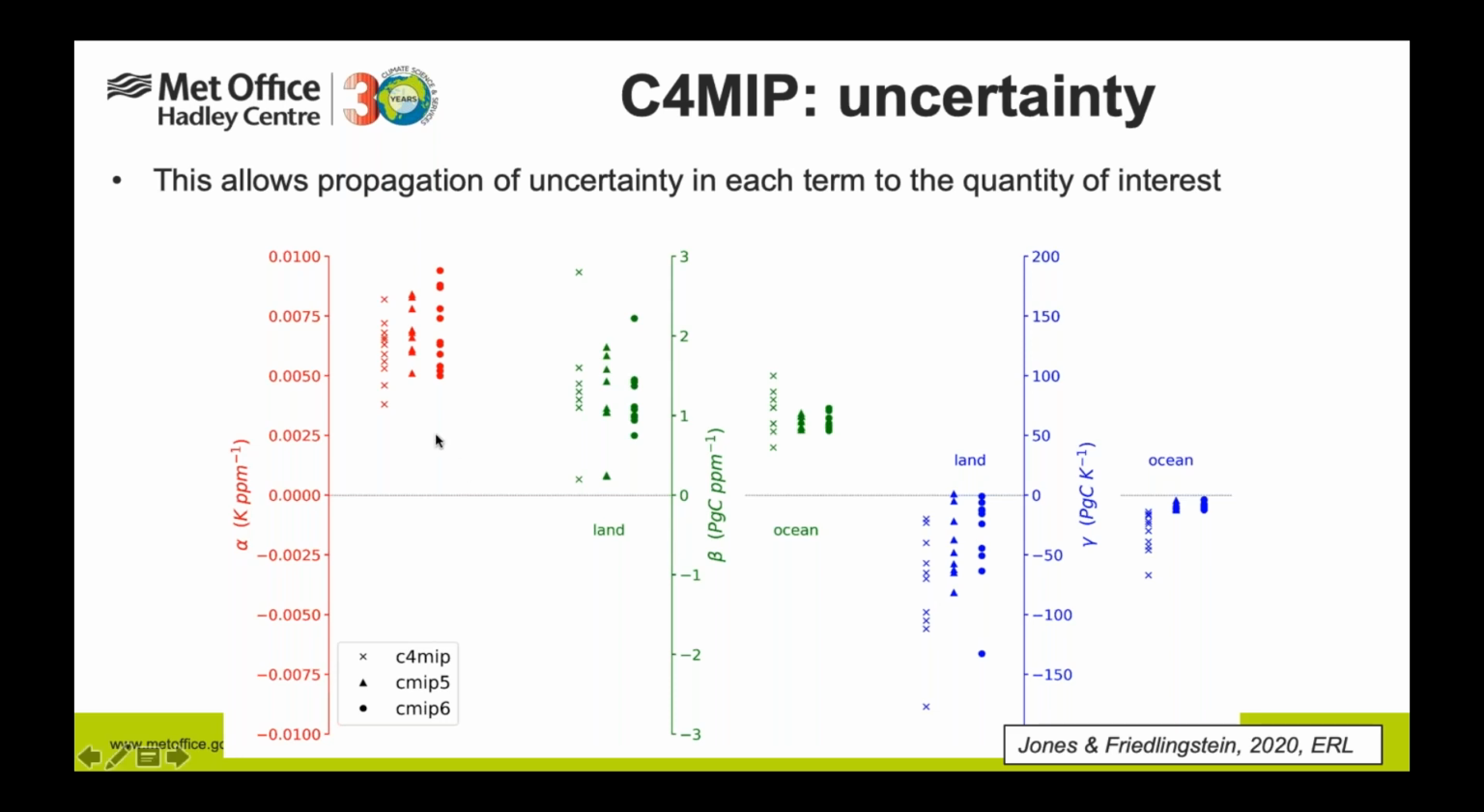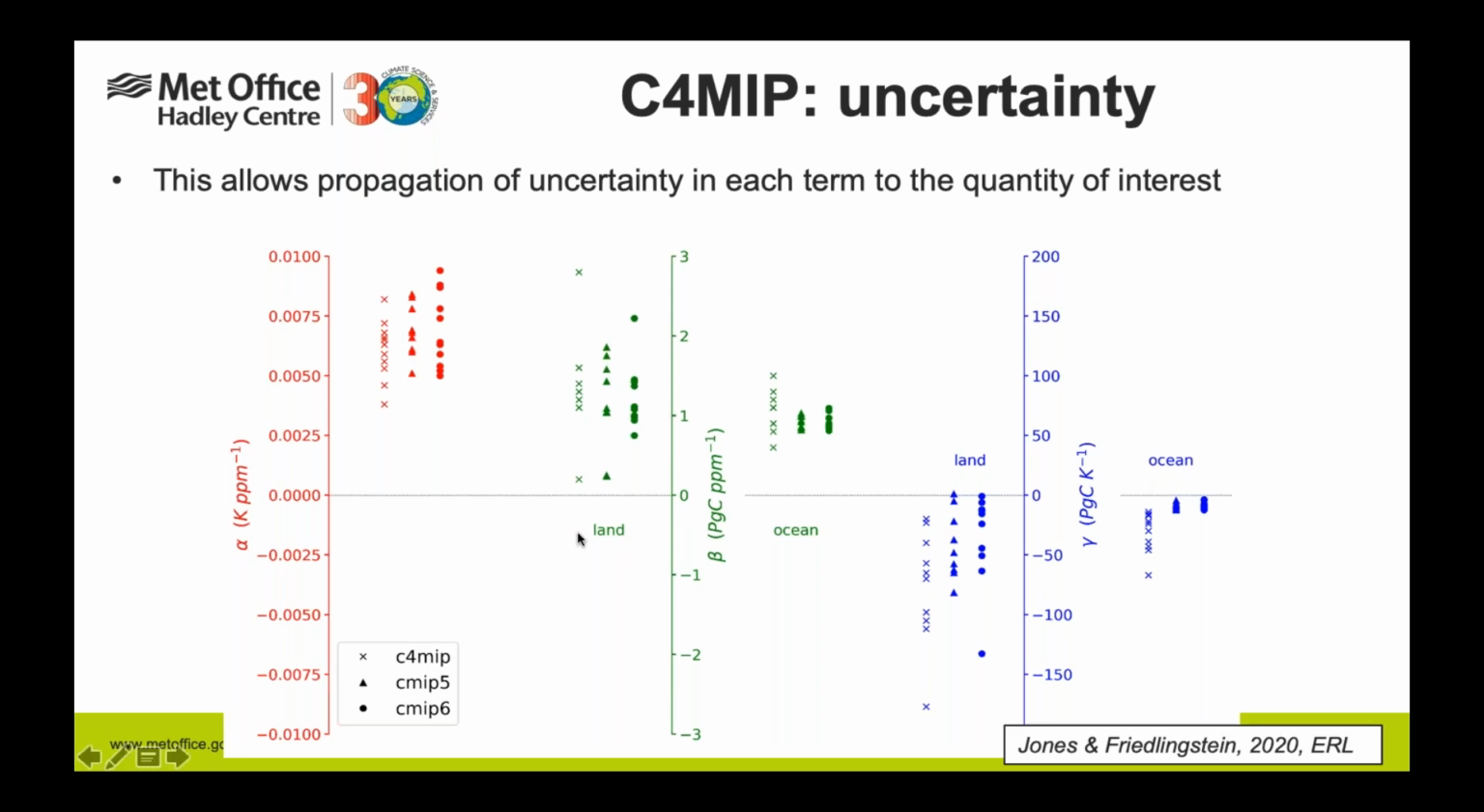The plot here shows the different generations of models from C4MIP through to CMIP5 and CMIP6, and how these different feedback metrics have evolved in time. The red plots here are alpha, the response to climate. One thing we see in CMIP6 is more models at the high end, which reflects what we know about the climate sensitivity in CMIP6. We're seeing some higher climate sensitivity models. The UK model is in there, as is E3SM, I believe.